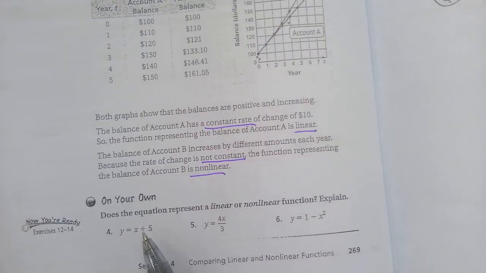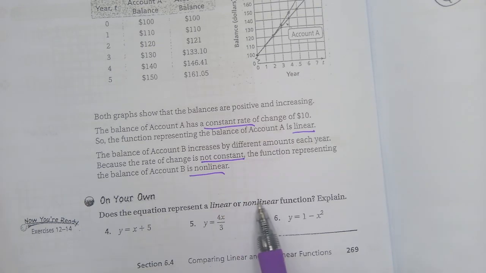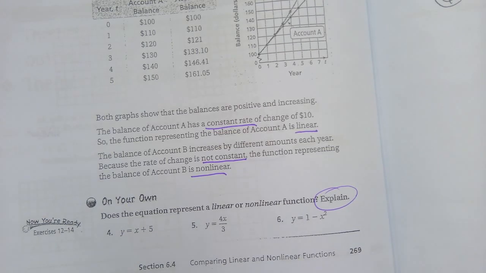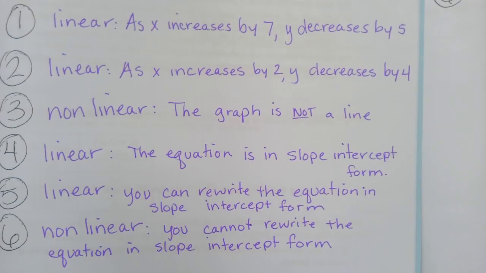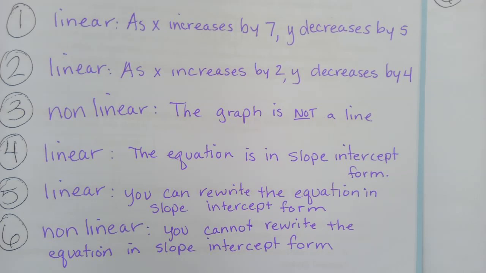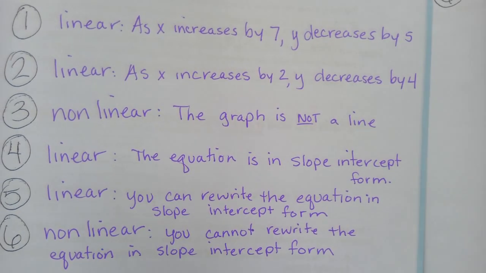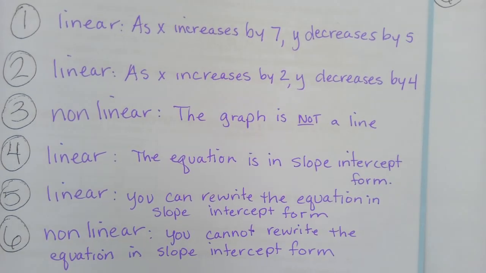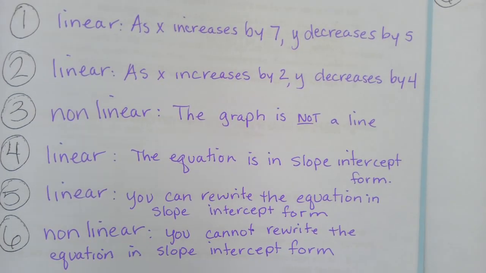Please do on your own, and you can do those right over here on the other side so you have enough room to explain. Does the equation represent a linear or nonlinear function? And again, explain. So do 4, 5, and 6. Okay, go ahead and check your on your own answers. These are the answers that you should have had for on your own 1 through 6. So go ahead and take a minute, check those, make sure that you understand why they were linear or nonlinear, and make sure you could describe those and explain them. And once you are done with that, you may move on to the next part of the module.